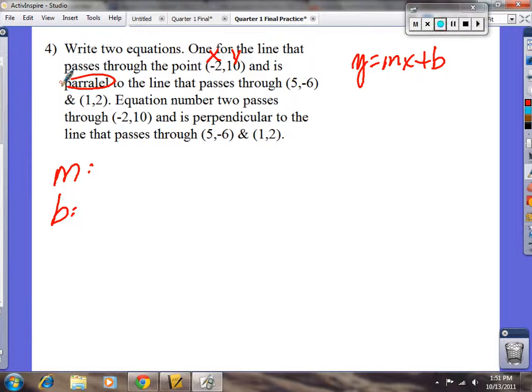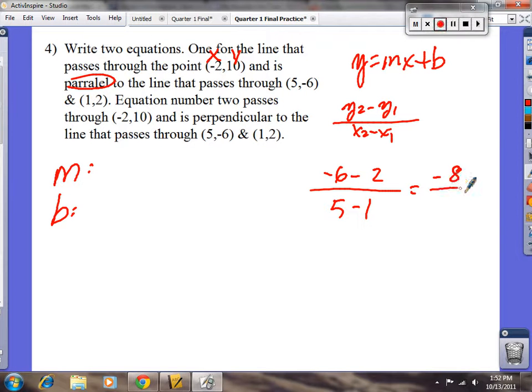So let's use this: y sub 2 minus y sub 1 divided by x sub 2 minus x sub 1. Let's find the slope of this line. So let's use negative 6 minus 2 divided by 5 minus 1. Okay, that's going to give me the slope. So negative 6 minus 2 is negative 8. And on the bottom, 5 minus 1 is 4. So what's negative 8 divided by 4? So this line has a slope of negative 2.